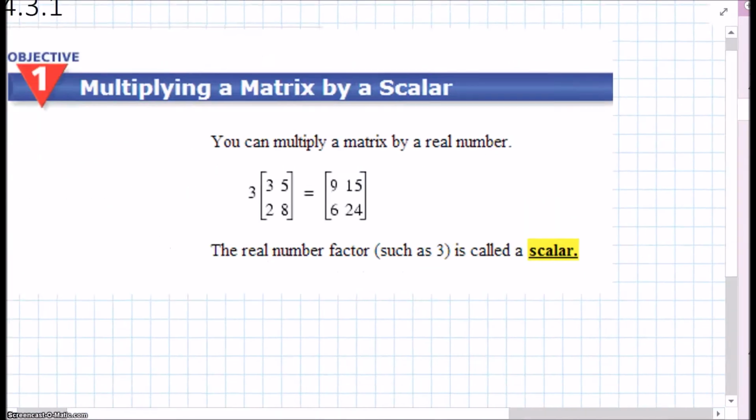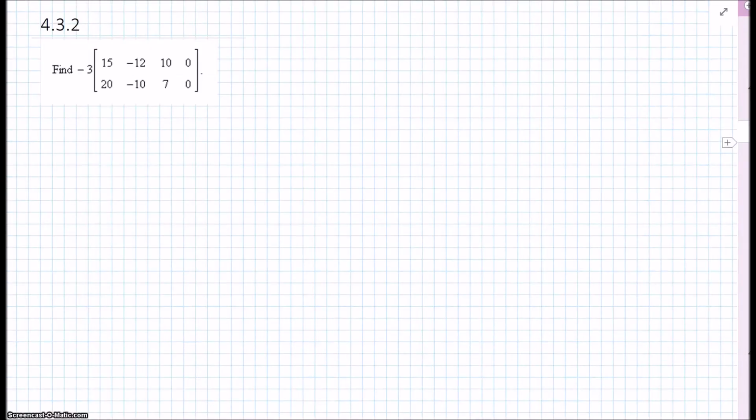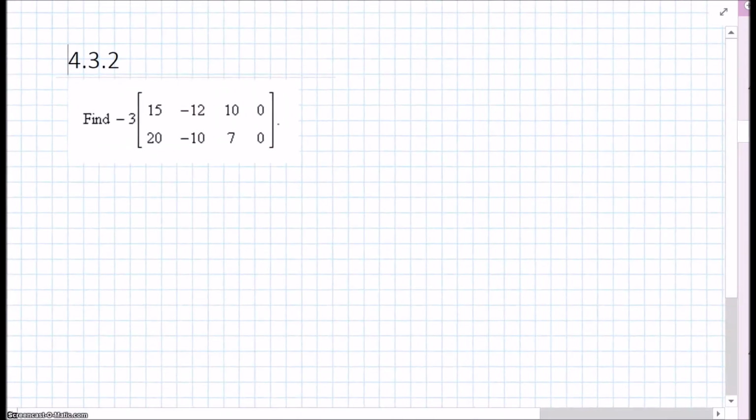So, to multiply a matrix by a scalar, you just multiply it by a real number. The example here is 3 on the outside of the matrix 3, 5, 2, 8. You're just going to distribute that 3 to every element within the matrix. The real number factor, such as 3, is called the scalar. Okay? So here's our example.